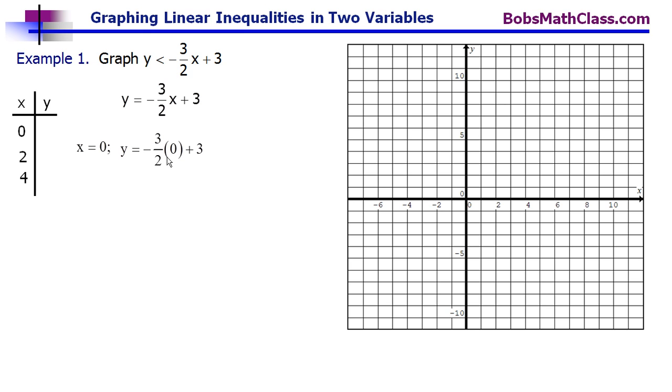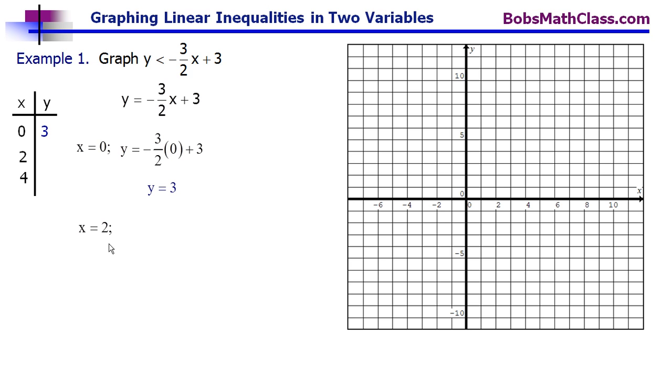Negative 3 halves times 0 is 0, plus 3. That just comes out to be 3. So go over here and insert the 3 in the y column. Now do the same thing with 2 and then 4. If you want, you could pause and work it out, and then come back when you're done.